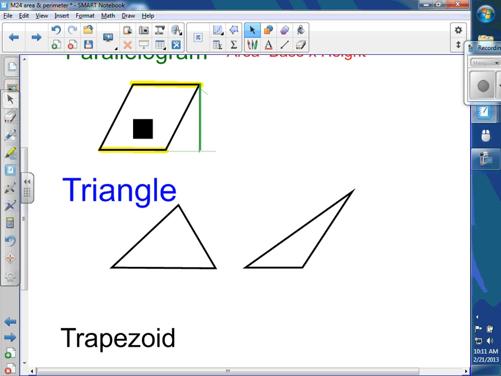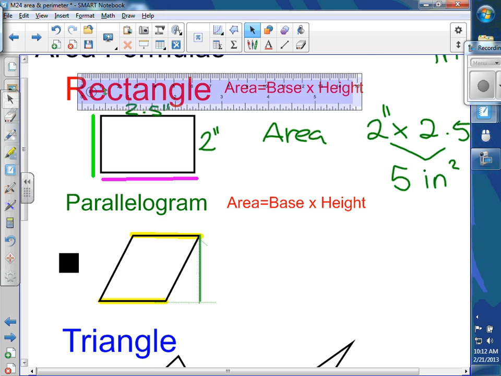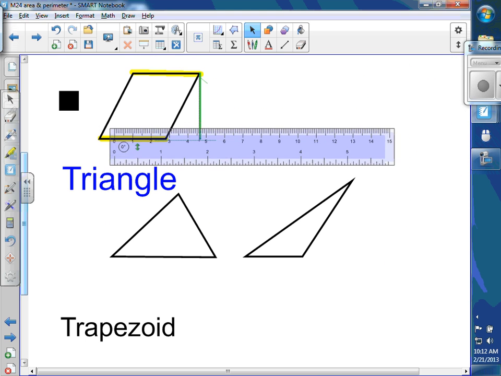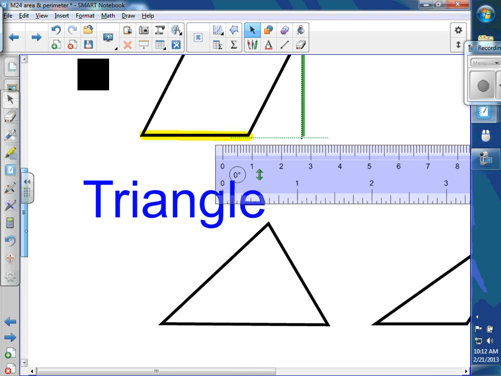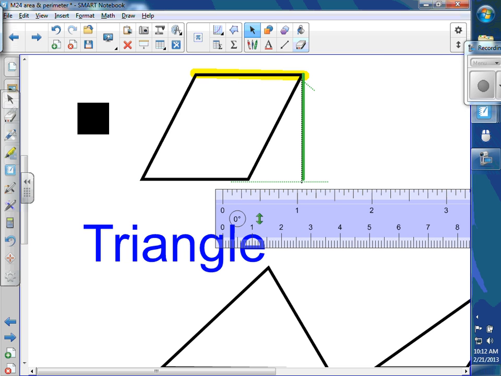Okay? So if you had to measure this with the centimeter ruler, which I'm going to have you do today, to find the area, you would have to know where to put the height. You'd have to draw it in yourself. And then you would take your ruler, your centimeter ruler, and you use the metric side, and I'm going to zoom in so you guys can see that back there. And then you would measure the base and the height. So to get a good measurement, I'm going to erase that thick yellow line.